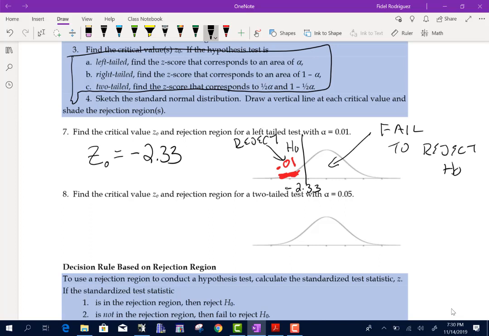Now let's see if we can do the same thing for number 8. It says find the critical value Z0 in a rejection region for a two-tailed test where alpha is 0.05. Okay, so guys, I want you to notice right here, it tells me what happens when we have a two-tailed test. If we have a two-tailed test, we're going to find the z-score that corresponds to half of alpha and 1 minus half of alpha.